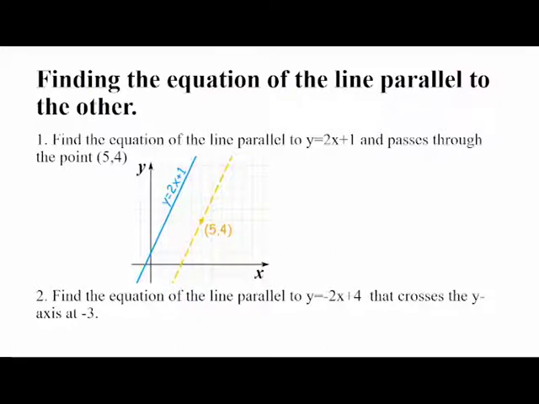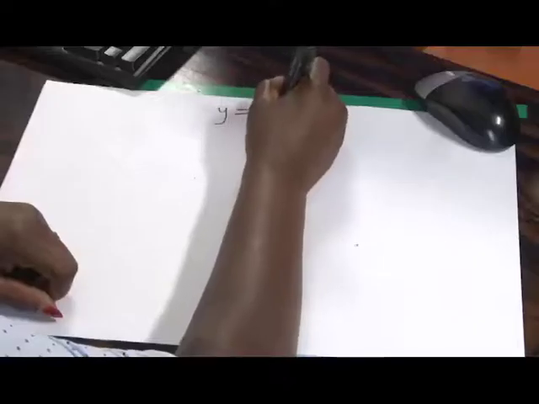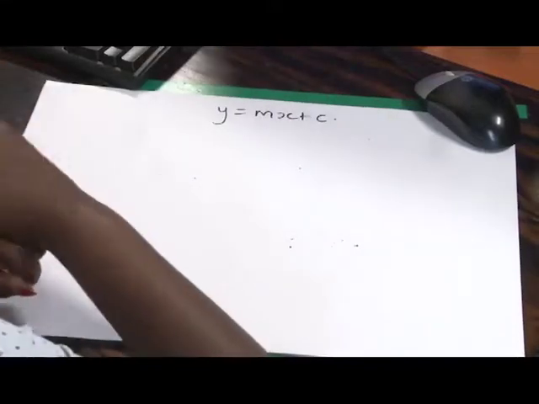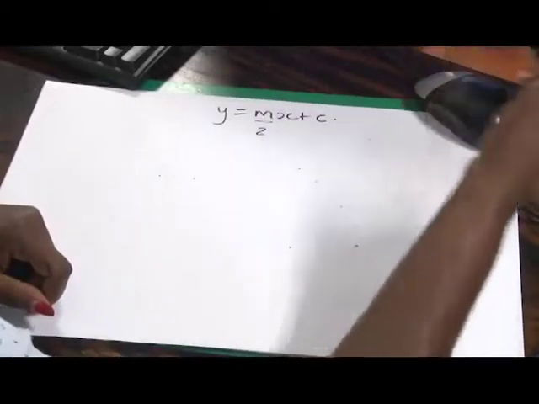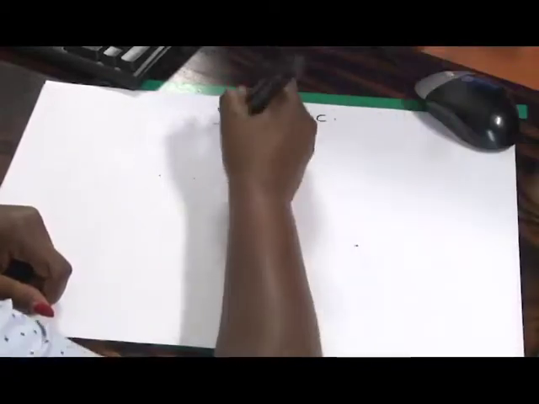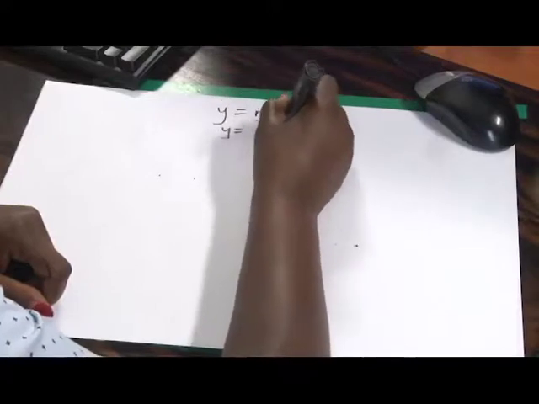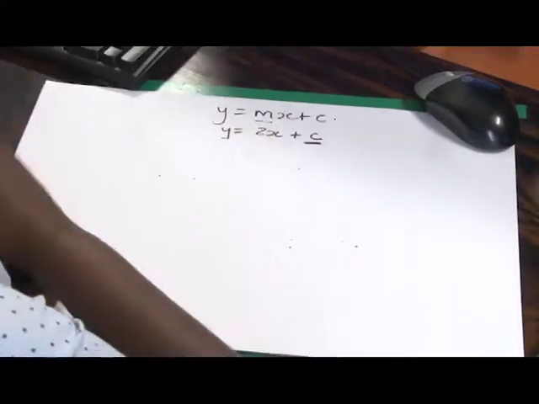We know that the gradient is the same. If the gradients are the same, then we have this general equation, y is equal to mx plus c. That is a general equation for the straight line. Our gradient is 2 because the lines are parallel to each other. Y is equal to 2x plus c. What I need is just the c.